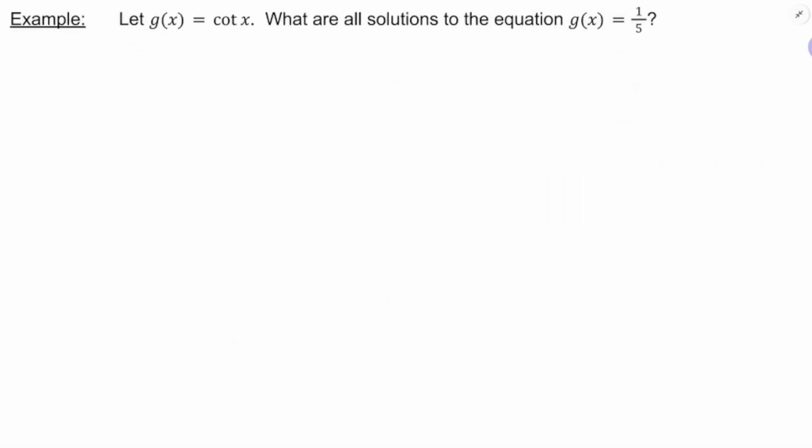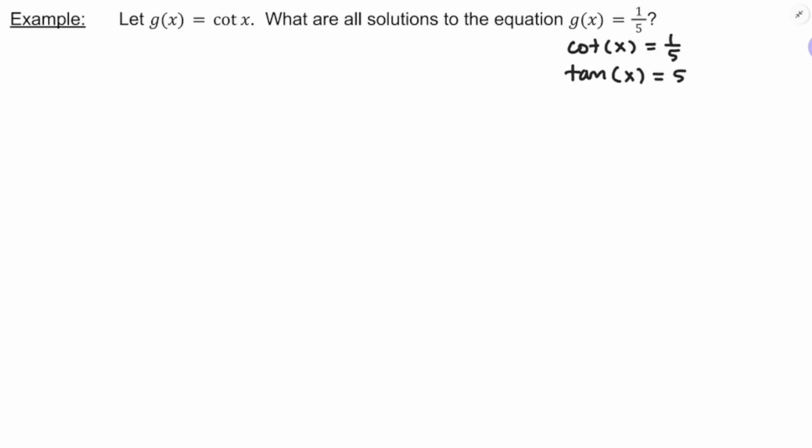All right, now I got just a couple more examples for you about inverse function values. It's got a couple of equations. And so let g of x equal cotangent x. What are all solutions to the equation g of x equals 1/5? Well, I'm just going to start by setting g of x equal to 1/5. That's cotangent x equals 1/5. And I don't know a whole lot about cotangent, so I'm going to write this in terms of tangent. That would be where tangent x equals 5 over 1. This is going to be 5.